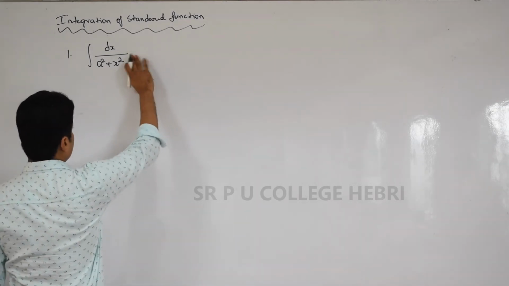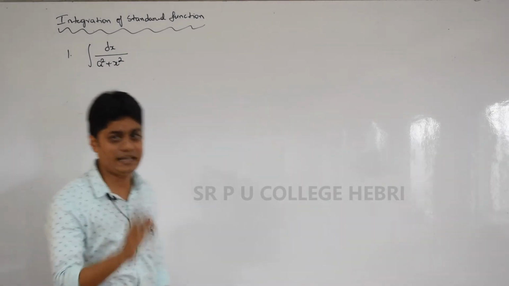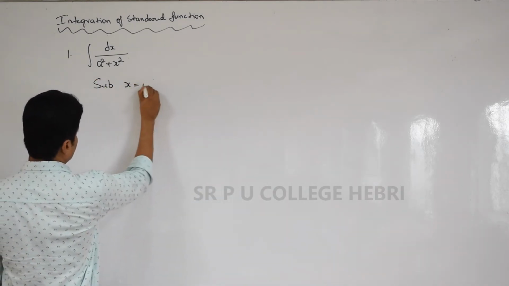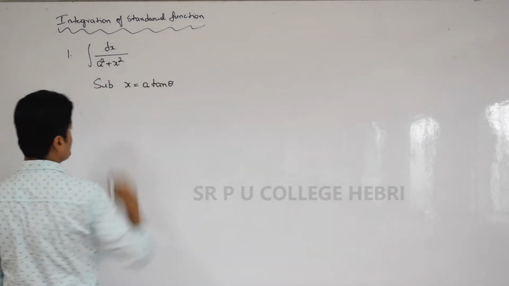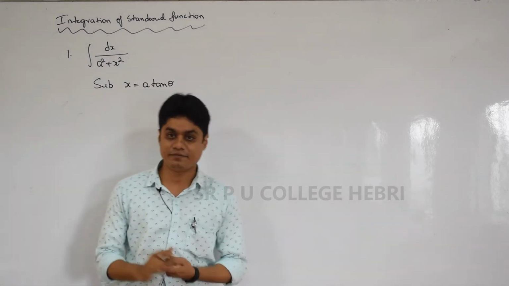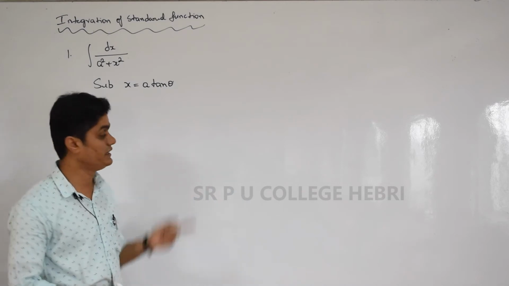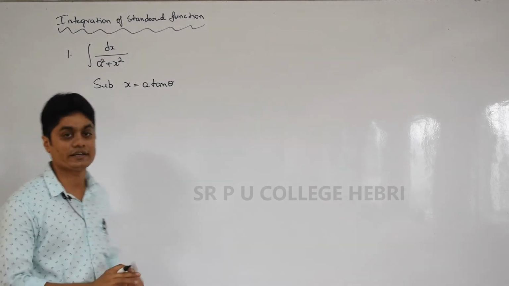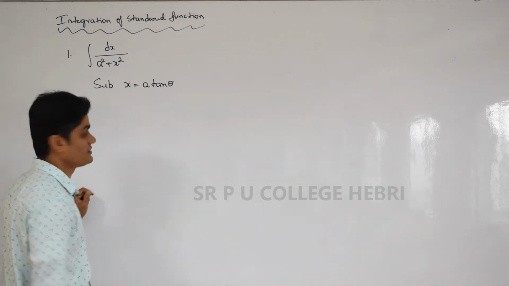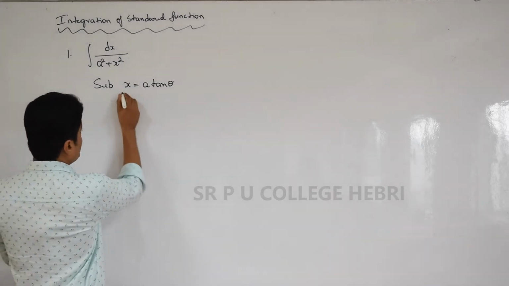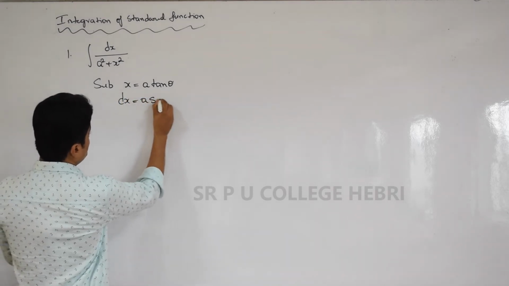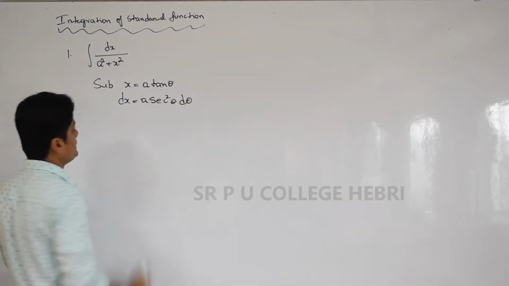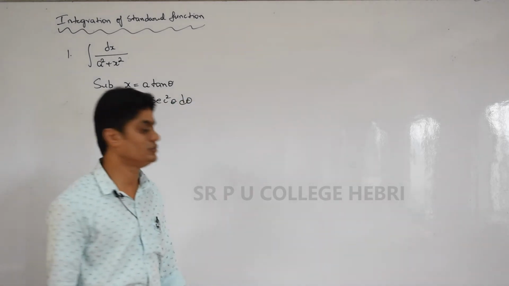See, whenever you come across this factor a square plus x square in calculus, please note down, you should substitute x is equal to a tan theta. Whether it comes in a limit, differentiation, inverse trigonometric function or integration, when a square plus x square comes, either x is equal to a tan theta or x is equal to a cot theta. So better is x is equal to a tan theta. Check what happens: dx is equal to a into secant square theta into d theta.